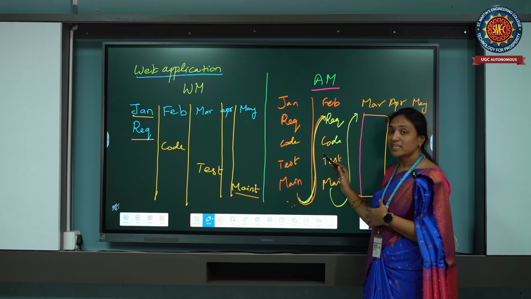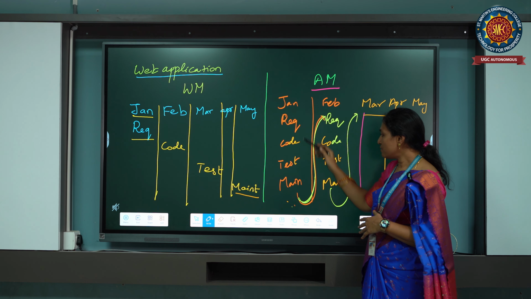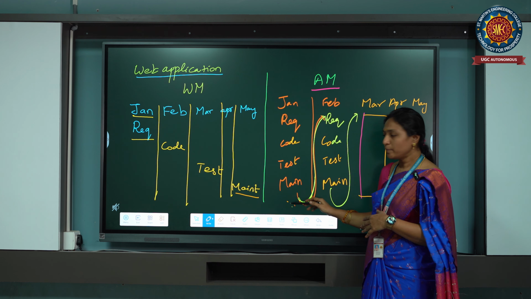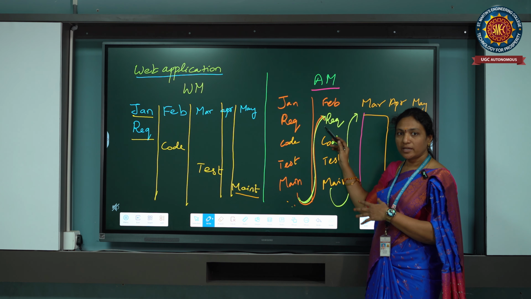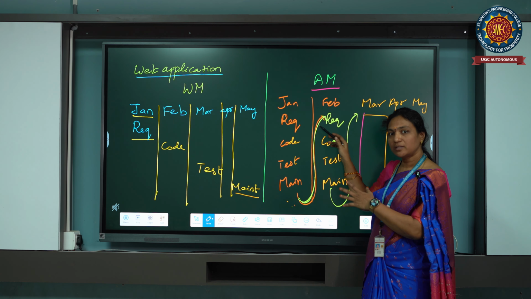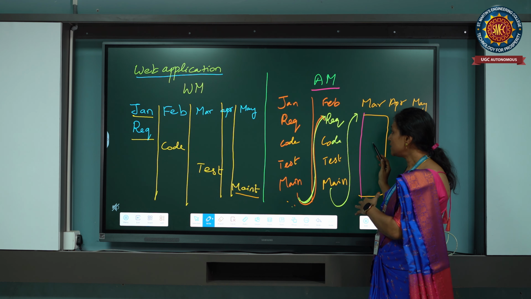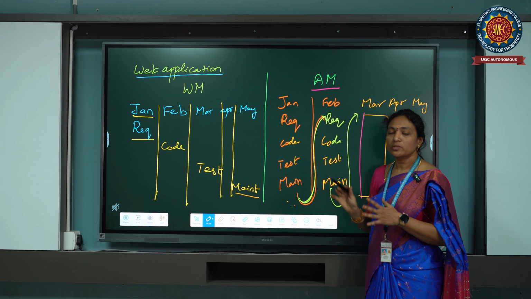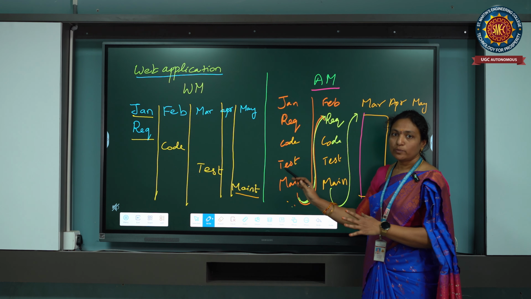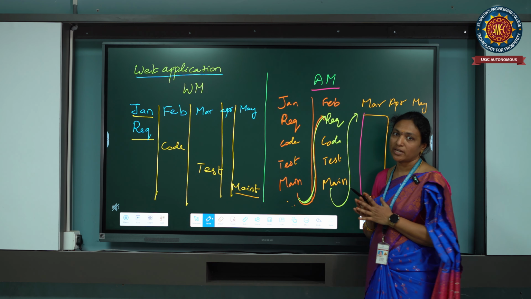But here in the agile model, it is not like that. Whenever you develop your prototype, you give the feedback to the next iteration, and then that will be started, and the time is reduced. So this is the comparison between the waterfall model and the agile model.